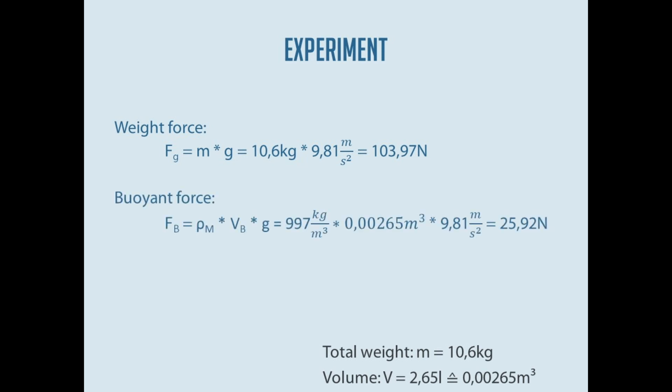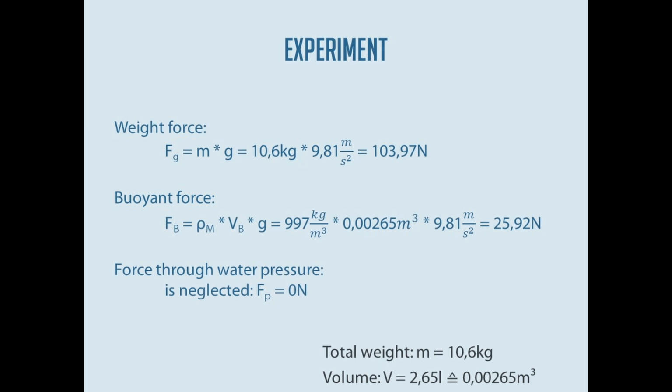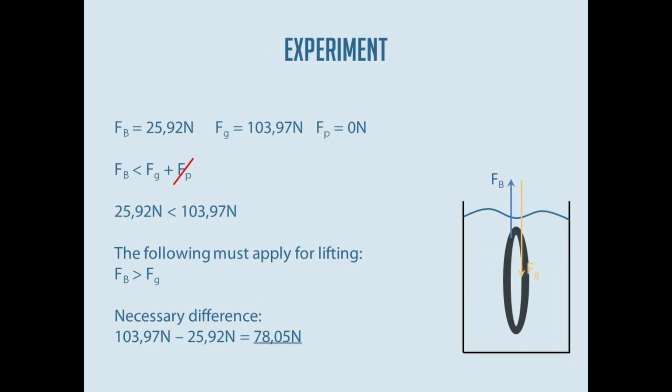Next, we calculate the buoyant force. We know the density, for example the density of fresh water, which can be found in tables or on the internet, the volume of the lead belt and the gravitational constant. This results in a buoyant force of 25.92 Newton. To summarize, we can say that the weight force of the belt is about 4 times greater than the buoyant force. Furthermore, we have said that we do not consider the force due to the water pressure, so we simply say it is 0 Newton. I have summarized all the findings again here.